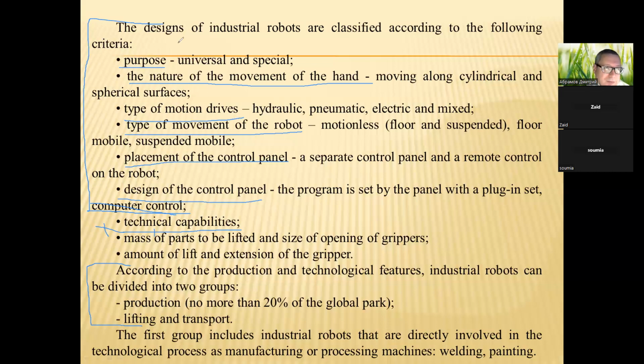This is the first part of the slide and the second part of the slide. Classification of robots: industrial robots can be divided into groups.